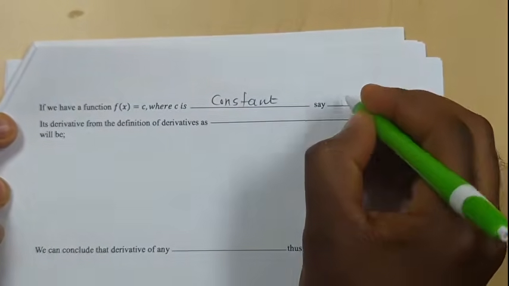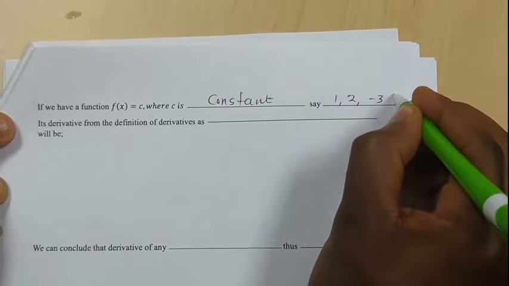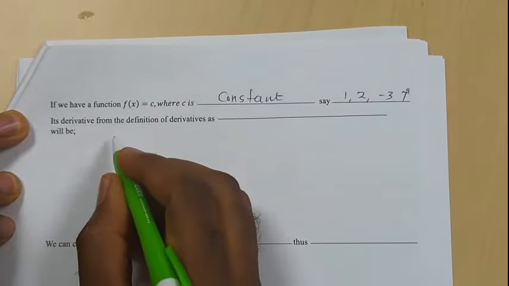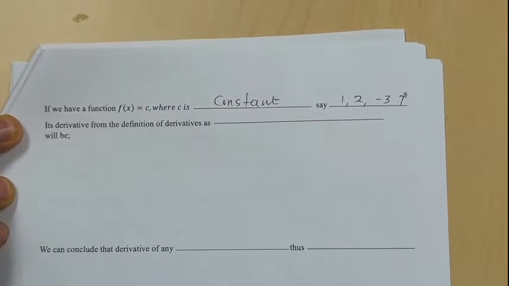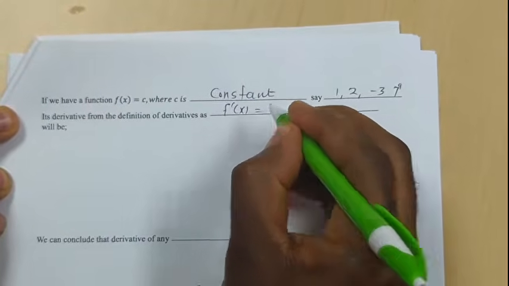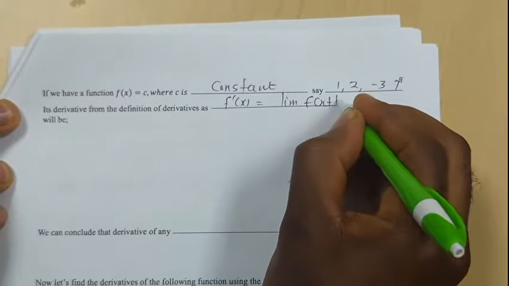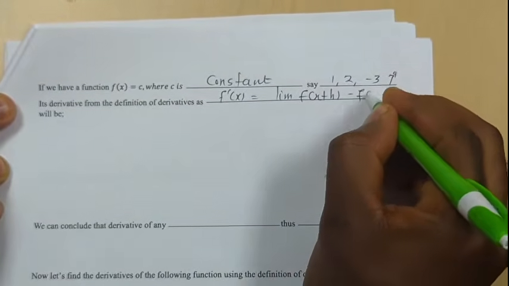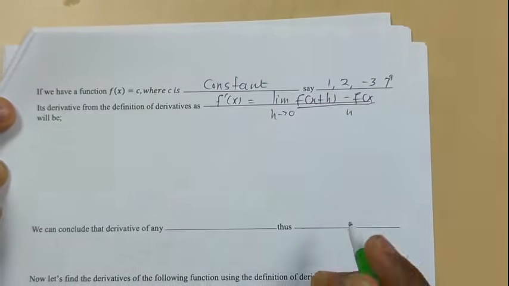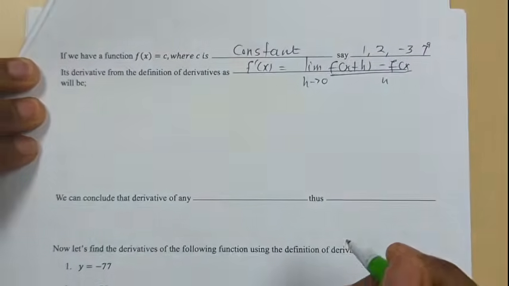So we say constant, say 1, 2, negative 3, 7 exponent 9 among others. The derivative from the definition of a derivative is f prime of x is equal to the limit of f of x plus h minus f of x all over h as h approaches 0. So we are going to use this definition to find the derivative of the function.